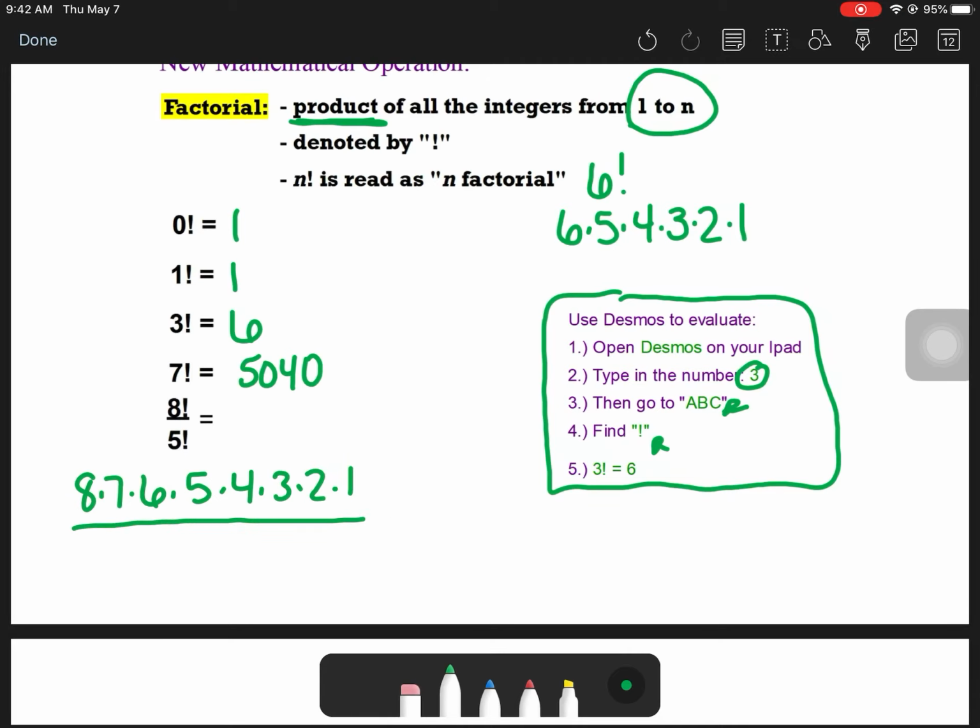8 factorial means 8 times 7 times 6 times 5 times 4 times 3 times 2 times 1. And 5 factorial means 5 times 4 times 3 times 2 times 1. So what the calculator is actually doing is dividing out, because any number divided by itself is 1, the common factorials in the numerator and the denominator. And then it's only multiplying 8 times 7 times 6. So you should get 336 if you use your application on your Desmos.